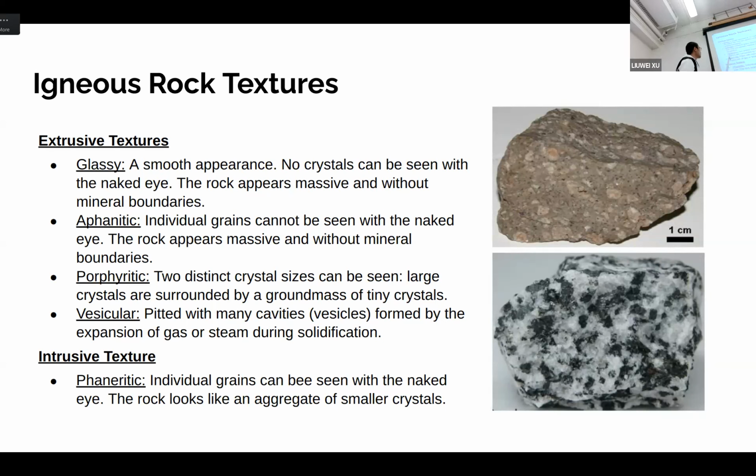And we also have some vesicular rock. It is full of many cavities, and is formed by the expansion of gas or steam during solidification. The most important characteristic of this rock is its weight. It's very light, a very low density rock. For this one, it's a very large rock, but its weight is very light.